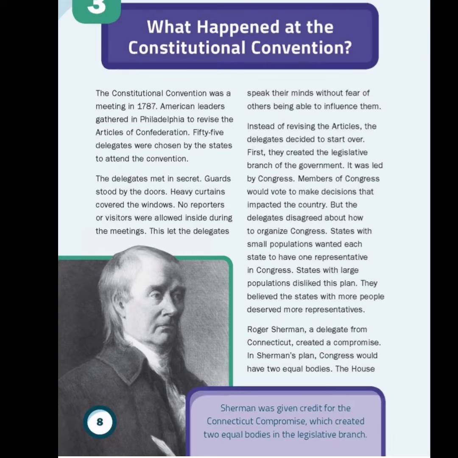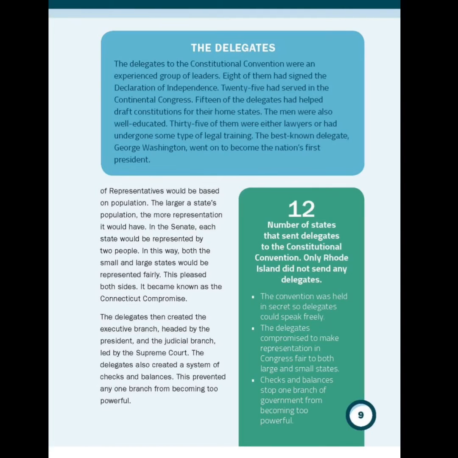Roger Sherman, a delegate from Connecticut, created a compromise. In Sherman's plan, the Congress would have two equal bodies. The House of Representatives would be based on population. The larger a state's population, the more representation it would have.